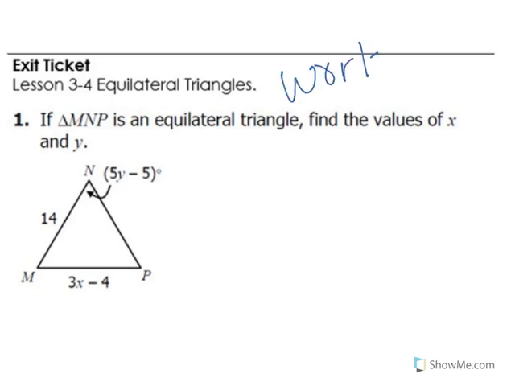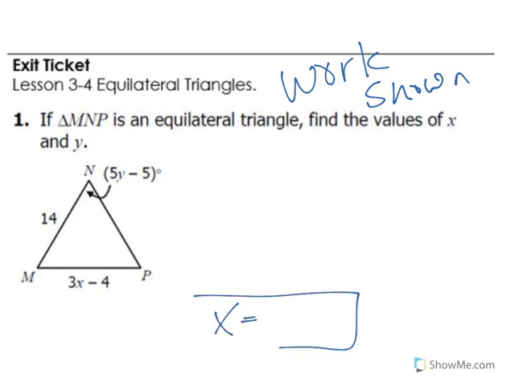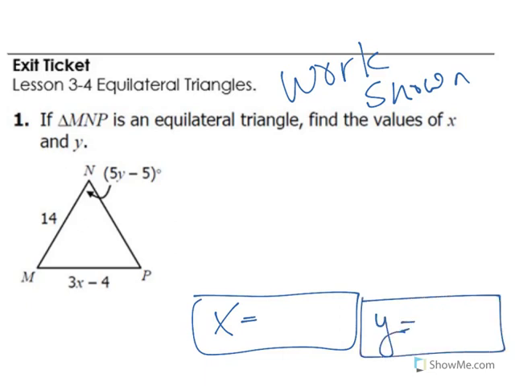See, work must be shown. So work shown, and then box in your answer. So if triangle MNP is an equilateral, find the values of x and y. So at the end, I should have x equals, boxed in, and then I should have y equals, boxed in. Okay, so try to be as neat as possible. I recommend using the text or typing button so that your work comes out nice and neat.